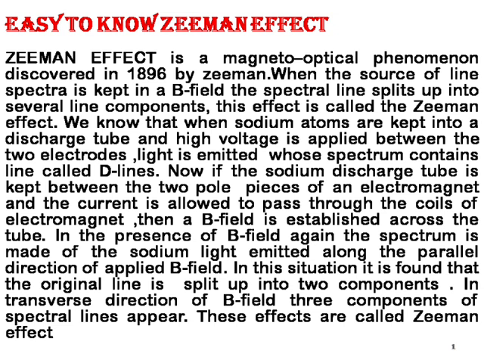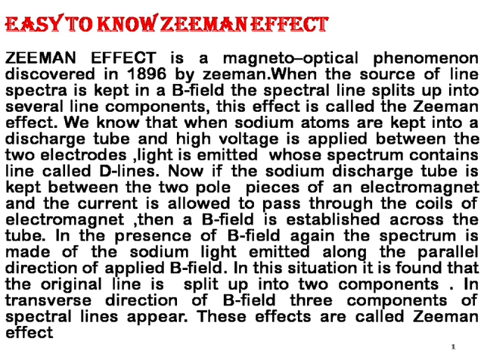In this video, we will present a short note on Zeeman Effect. Zeeman Effect is a magneto-optical phenomenon discovered in 1896 by Zeeman. When the source of line spectra is kept in a B field, the spectral line splits up into several line components. This effect is called the Zeeman effect.